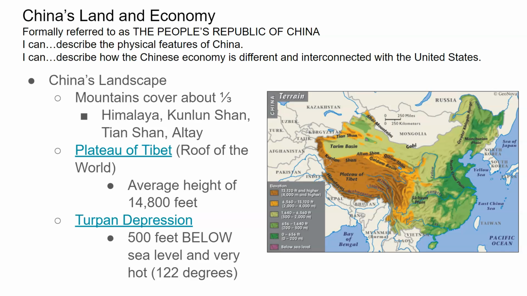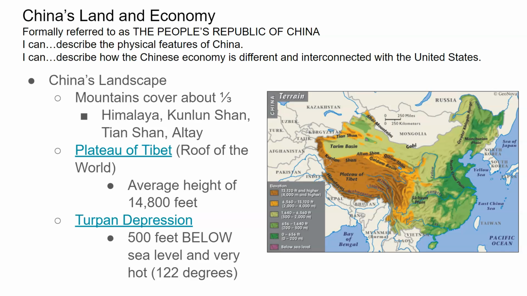We also have the plateau of Tibet, and Tibet is a region that tends to be a little controversial. You see people like the Dalai Lama who are fighting for Tibet to be an independent nation, whereas you have the Chinese government who sees it as a part of China. So it's already a little bit controversial there as well. Sometimes this is also called the roof of the world.